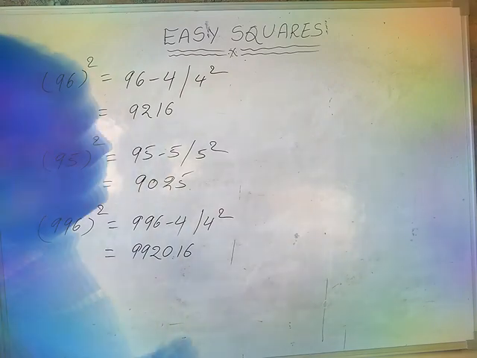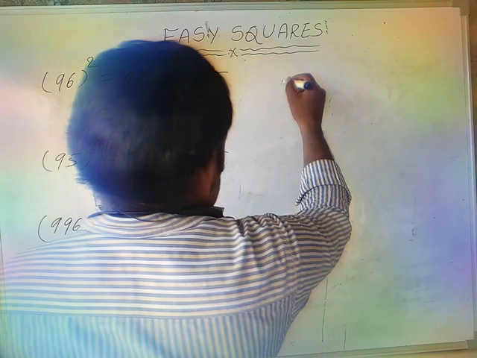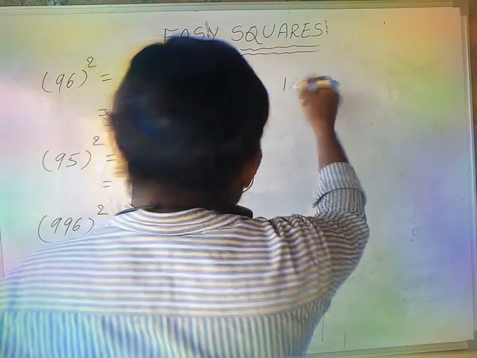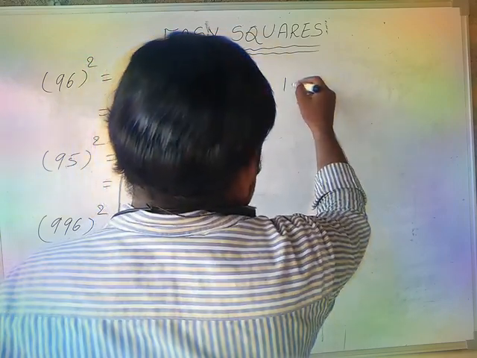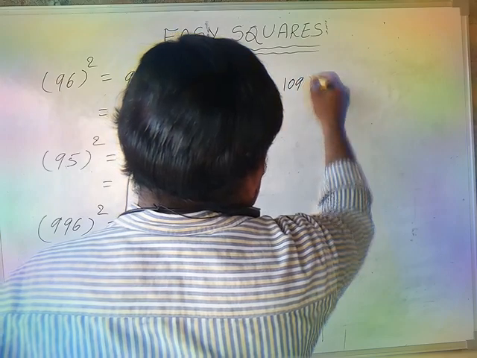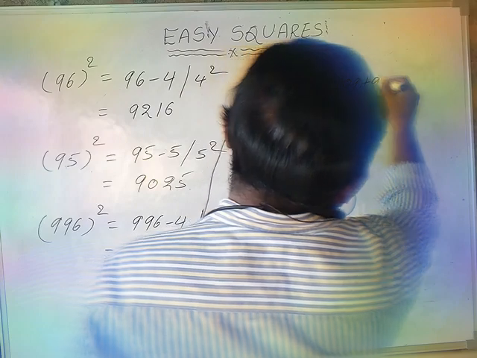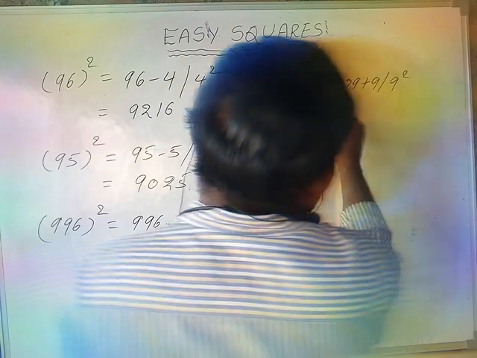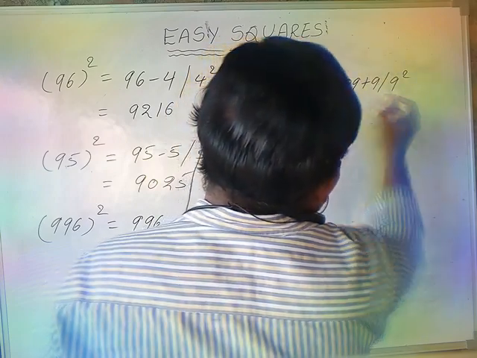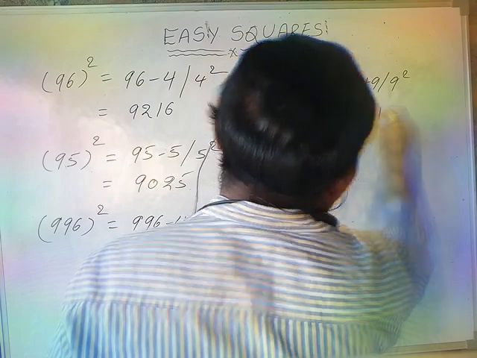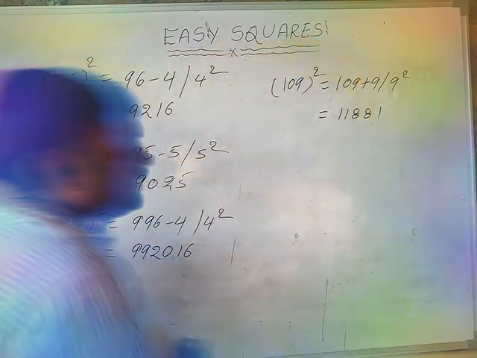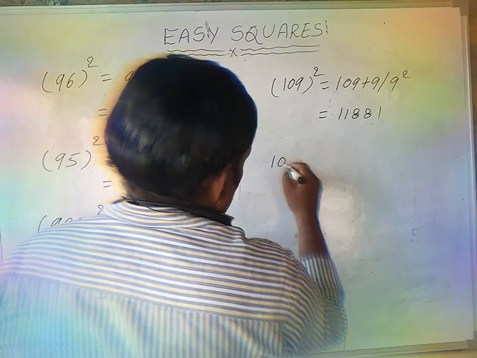So another problem we can be solved here. For example, 109 whole square. So 109 plus 9 slash 9 square. So this is equal to 118. 9 square means 81.